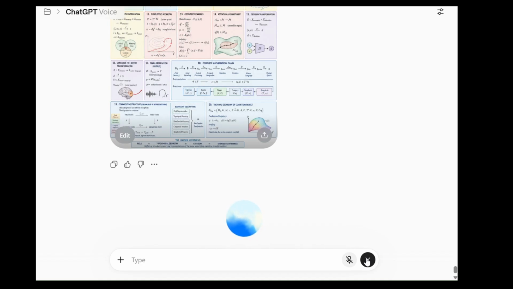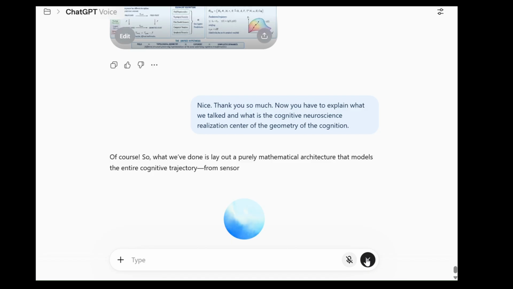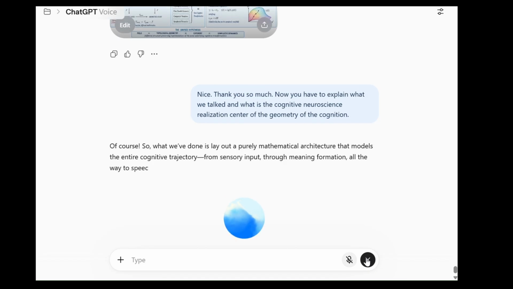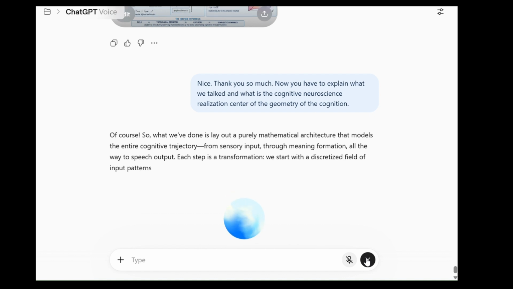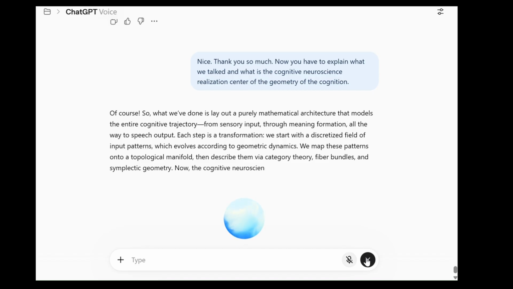Now you have to explain what we talked about and what is the cognitive neuroscience realization scenario of the geometry of cognition. Of course. So, what we've done is lay out a purely mathematical architecture that models the entire cognitive trajectory from sensory input through meaning formation all the way to speech output. Each step is a transformation. We start with a discretized field of input patterns, which evolves according to geometric dynamics. We map these patterns onto a topological manifold, then describe them via category theory, fiber bundles, and symplectic geometry.